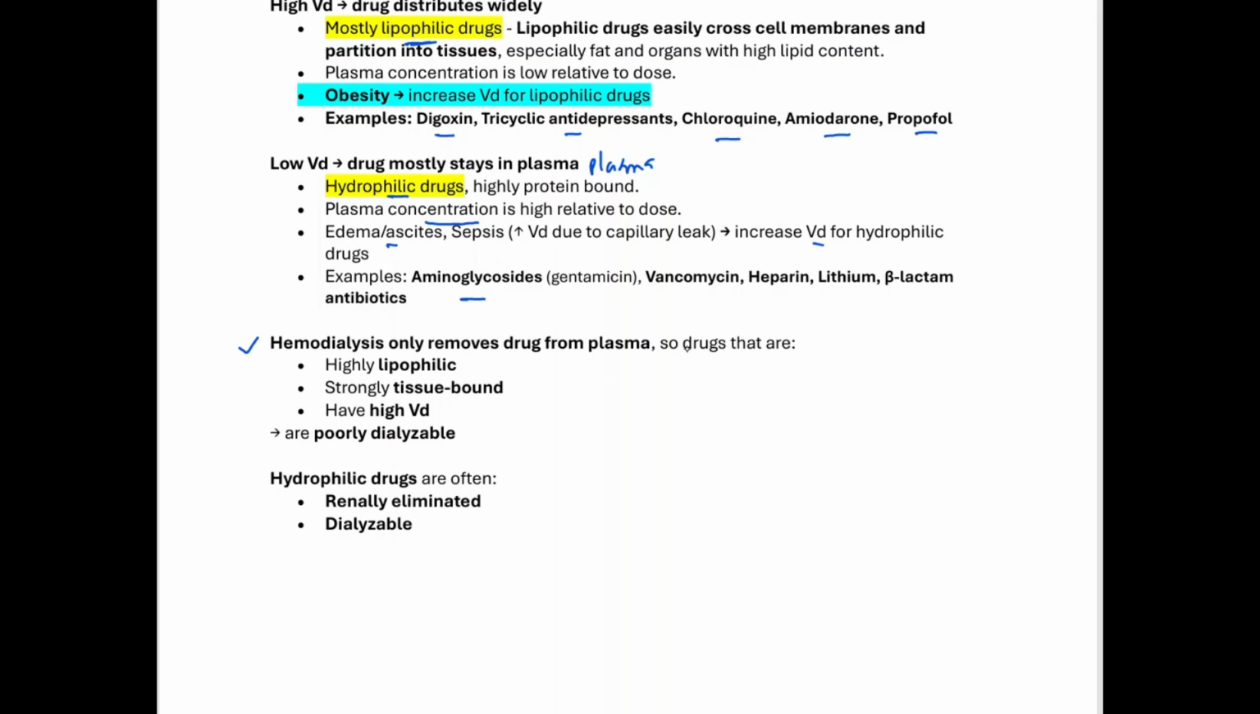So that's why drugs that are highly lipophilic, strongly tissue bound, meaning they are widely distributed to all the tissue, or drugs that have very high volume of distribution, are going to be very difficult to remove with hemodialysis. As opposed to hydrophilic drugs, these drugs you can easily remove with dialysis, and they are mostly renally eliminated.